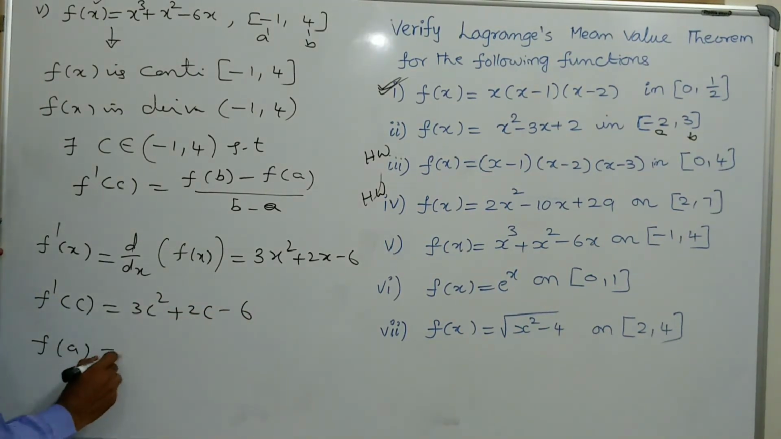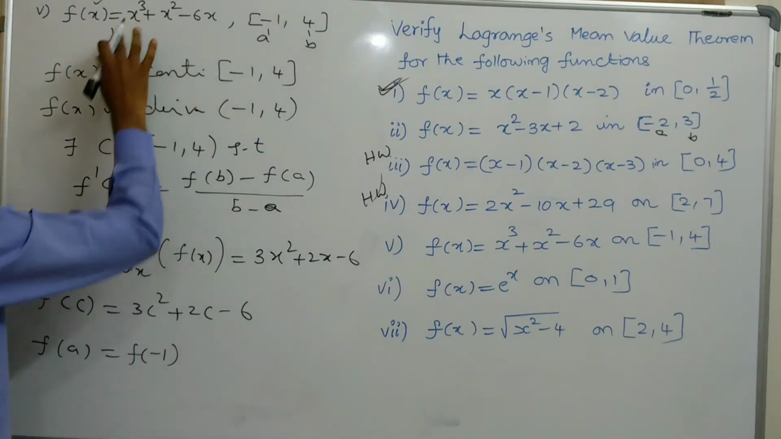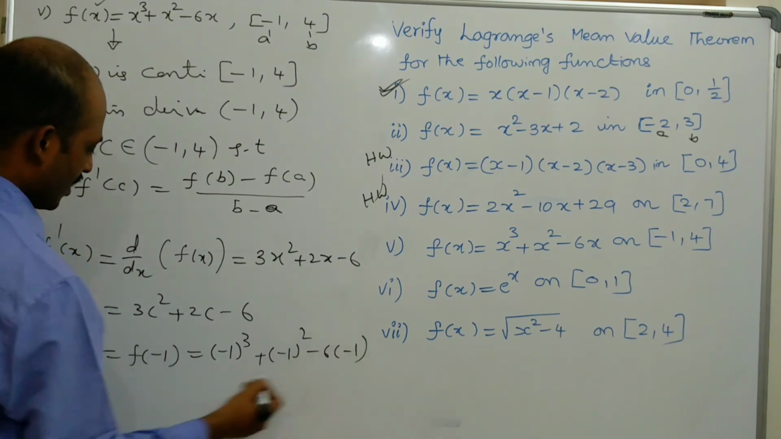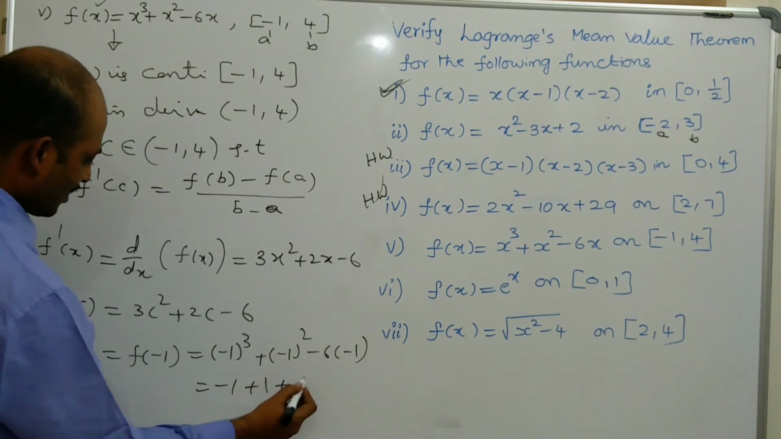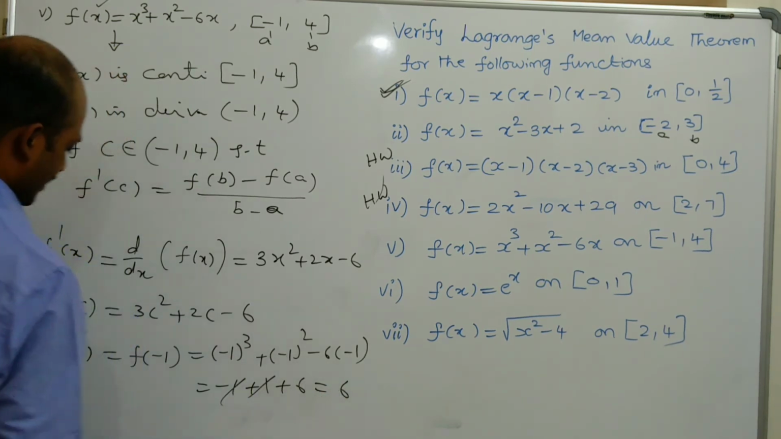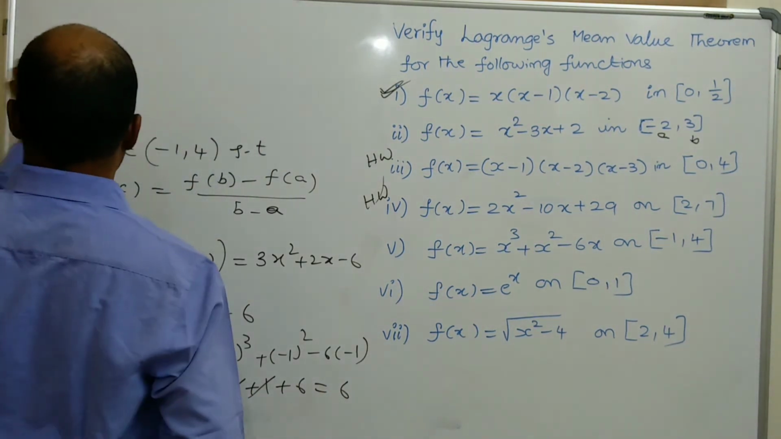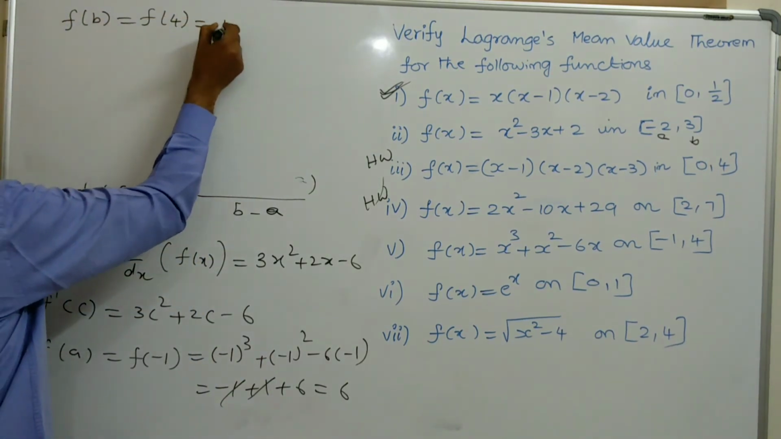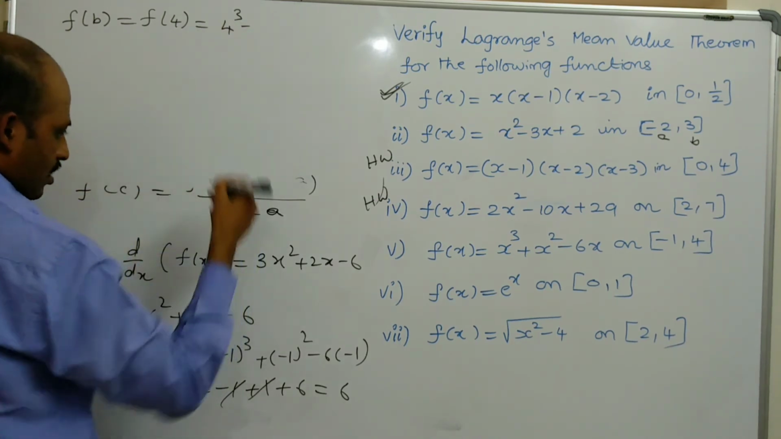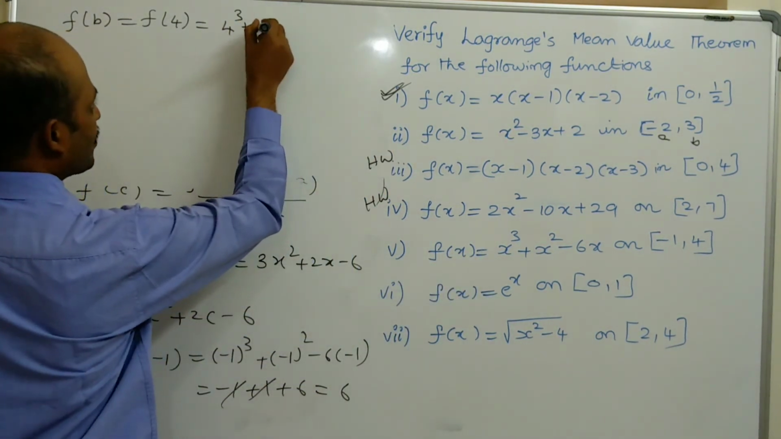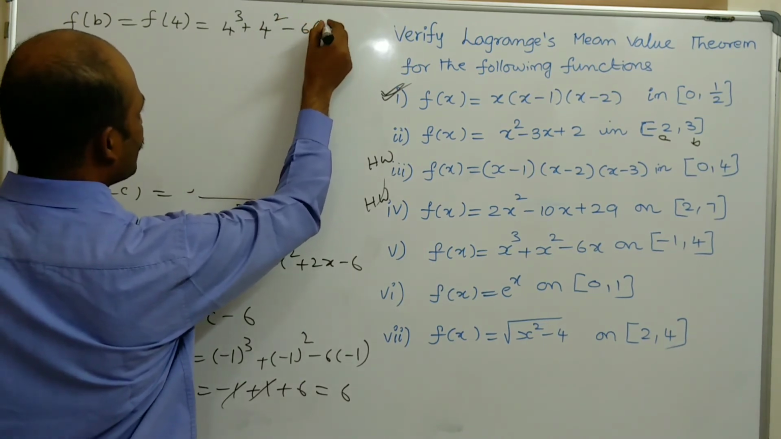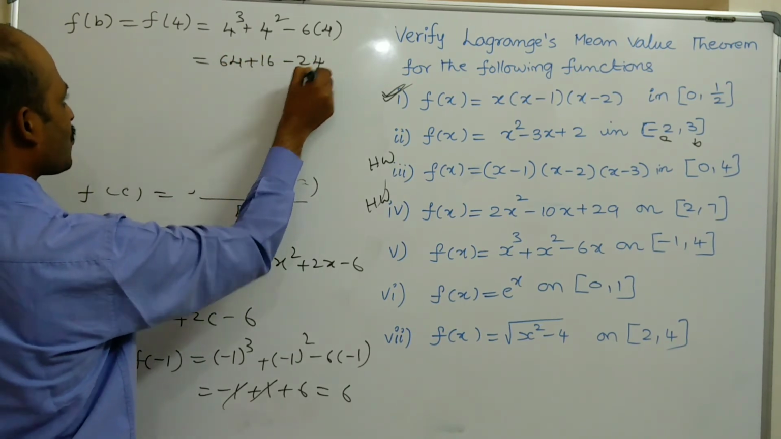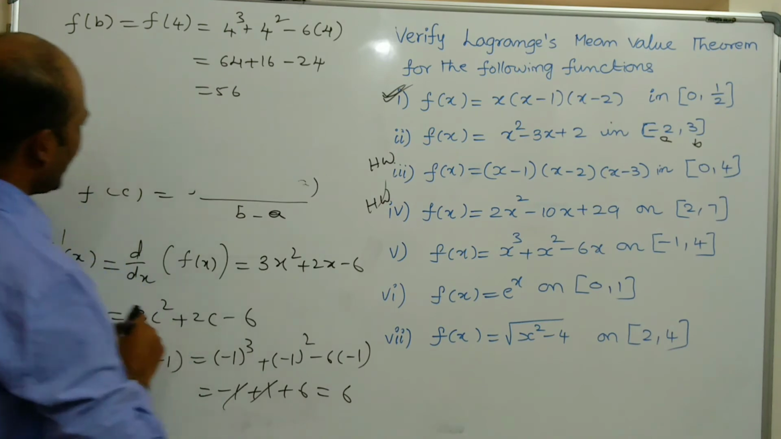Let us calculate f of a. F of minus 1, a is equal to minus 1. You get minus 1 whole cube plus minus 1 whole square minus 6 into minus 1. Minus 1 plus 1 get cancelled, you get 6. Let us calculate f of b, that means f of 4. F of 4 is 4 cube plus 4 square minus 6 into 4. You get 4 cube, 64, plus 16 minus 24. You get 56.